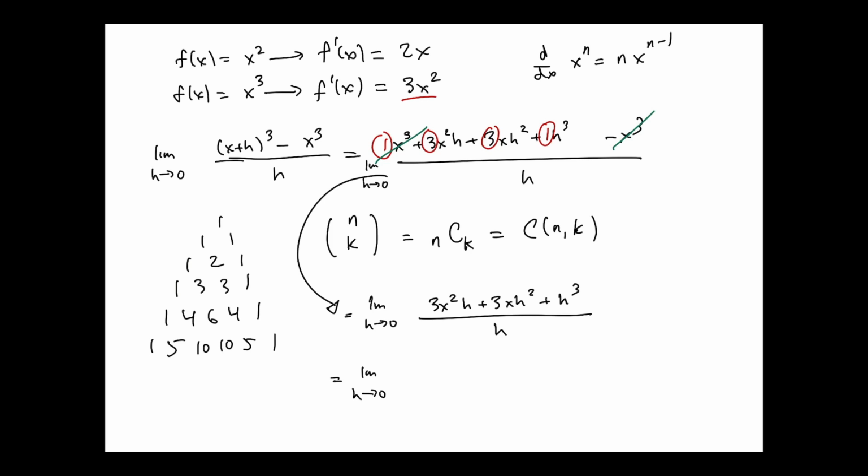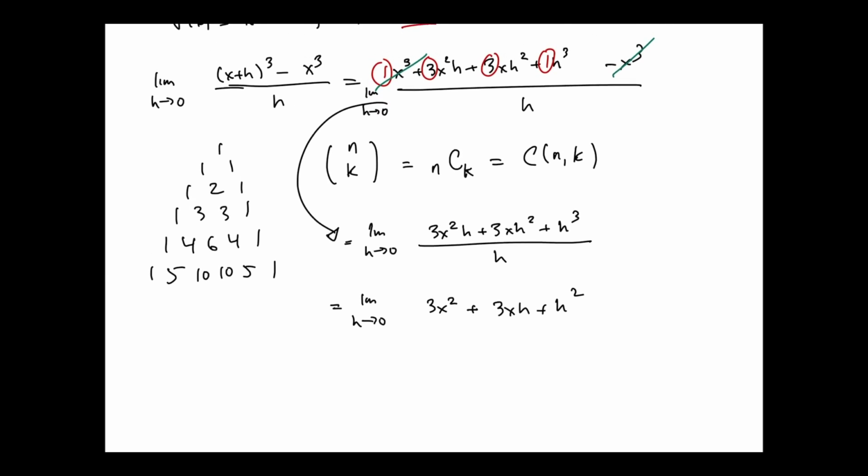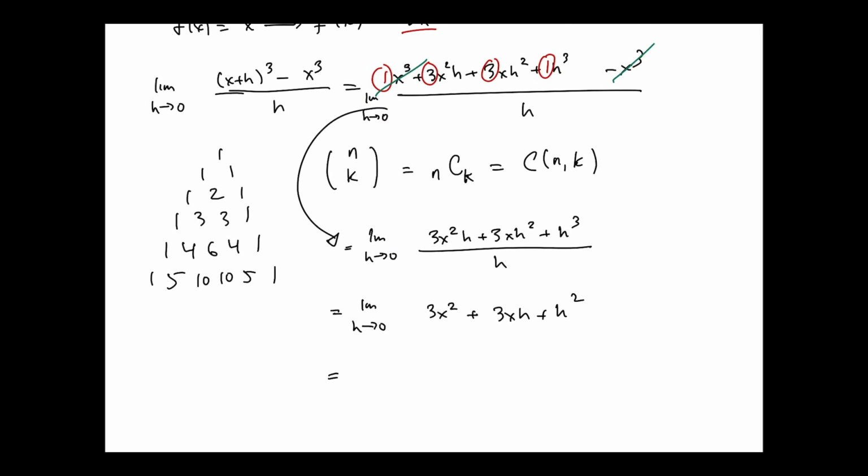All right, so now what's our usual trick? Yeah, cancel the h, so let's factor one of them out and cancel, and that would leave us with 3x squared plus 3xh plus h squared. And then what happens when h goes to 0? Only one of them survives, the 3x squared. So there we go.